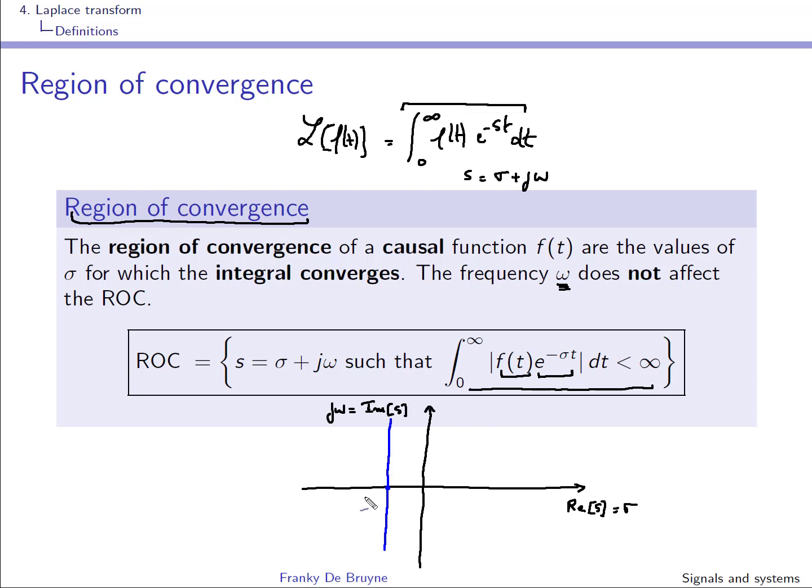Let's call it sigma min. And to the right of that, you have that this integral over there converges. So for the region of convergence of the Laplace transform of a causal function, it will always be something that is to the right of a minimal sigma. And now we'll show this result over here.